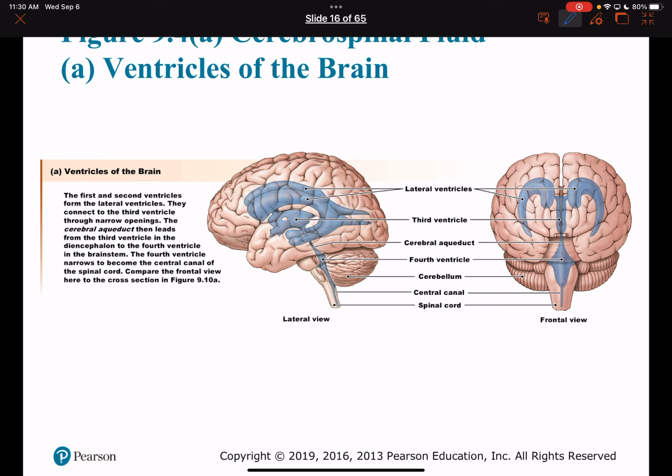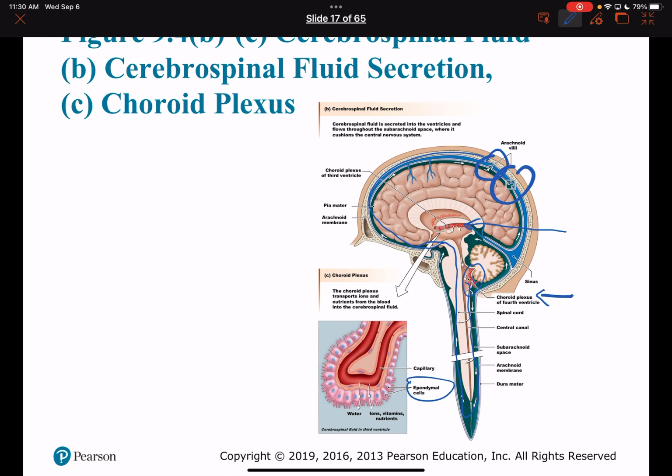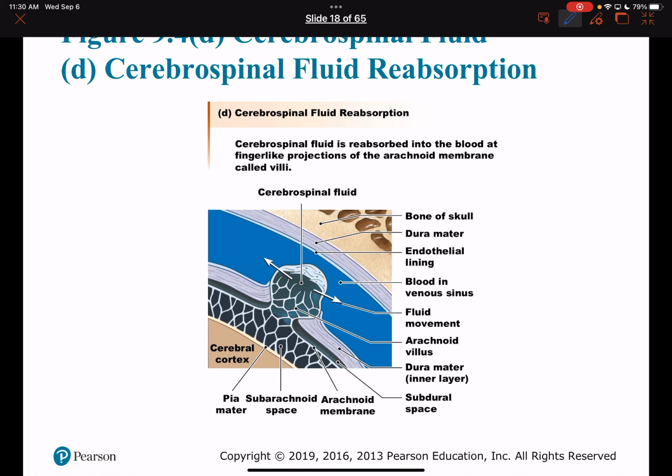This is another image of those ventricles. Again, they are open spaces in our brain to help keep that buoyancy, but also they have those choroid plexuses that are going to keep making cerebrospinal fluid. All right, so we did that already. This is the villi that is going to collect some of that cerebrospinal fluid, and then it moves back into our bloodstream through veins.